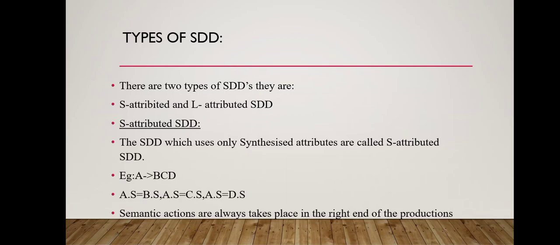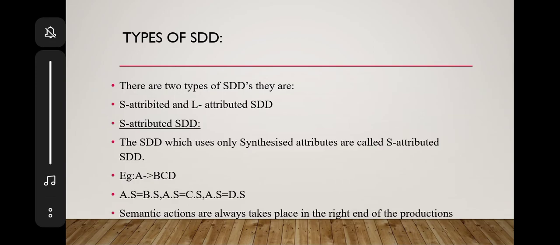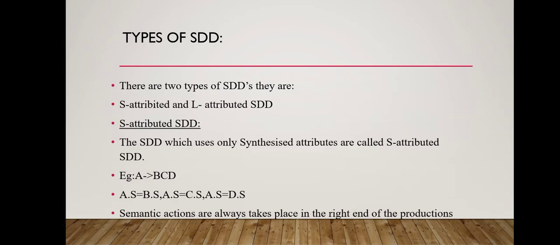So what is an S-attributed STD? The STD which uses only synthesized attributes. Here A is a synthesized attribute in which it accepts only values from its children nodes B, C and D. Here the semantic actions always take place at the right end of the production. In the production, the semantic actions take place on the right side, that is, in the BCD, the right hand side of the production.